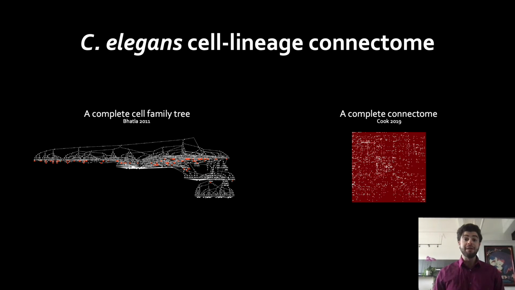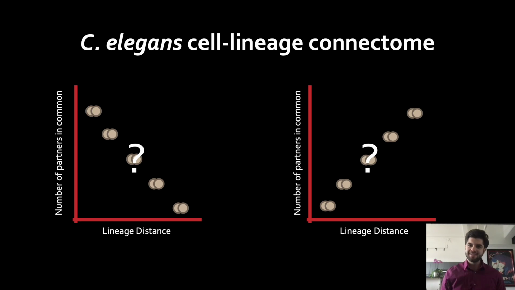This animal is a great model organism because we not only have the complete reconstruction of every neuron and its chemical synaptic connectome, we also have a complete full-body cell lineage family tree. So let's ask the question: if I know a neuron's connectivity, does that tell me anything about its siblings' connectivity? So we'll take all pairs of two neurons and look at their lineage distance and their similarity in terms of the connections. We might imagine two ways in which these properties could be related.